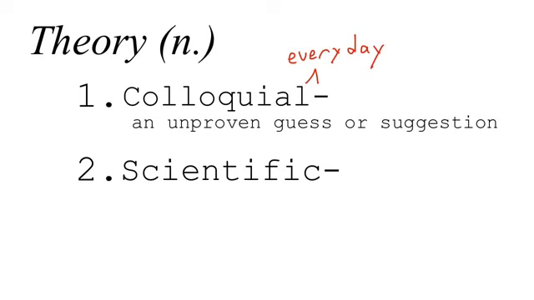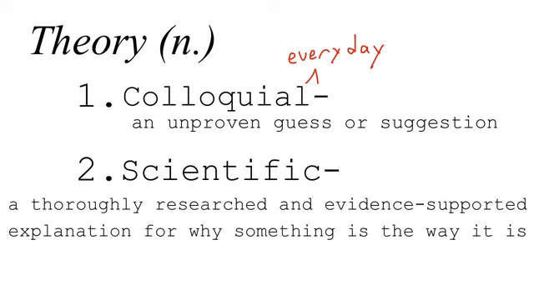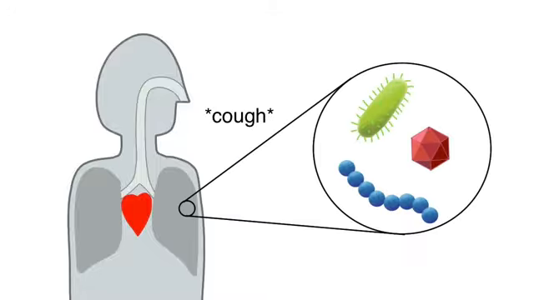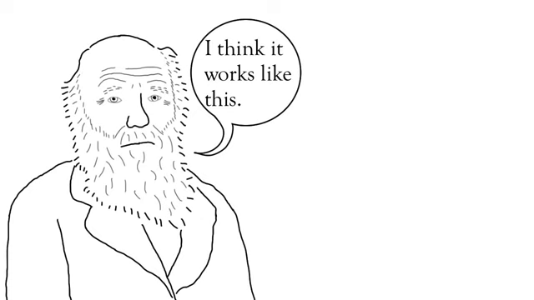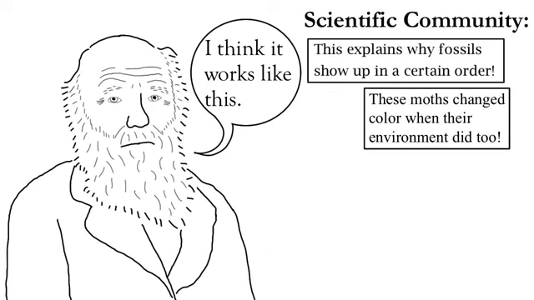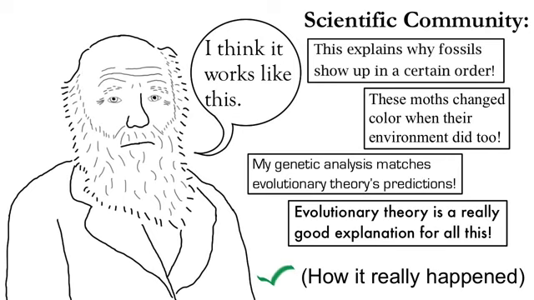However, the scientific definition of a theory is a thoroughly researched and evidence-supported explanation for why something is the way it is. An example of this type of theory is germ theory, the idea that diseases are caused by tiny organisms called pathogens. Evolutionary theory is a scientific theory. It's not just something Charles Darwin thought up one day and that no one's ever questioned since. It's a well-researched and thoroughly tested explanation for how life as we know it developed on Earth.